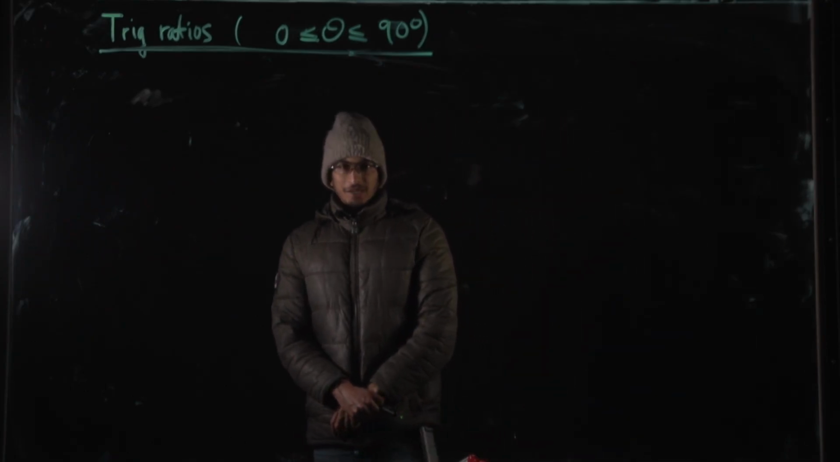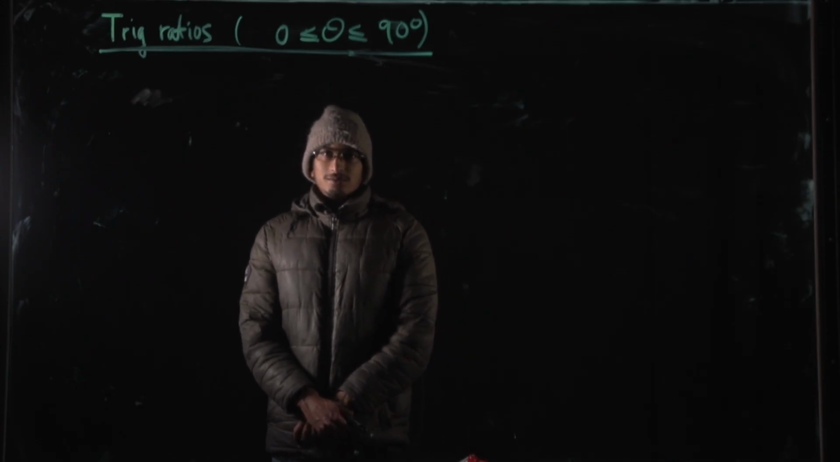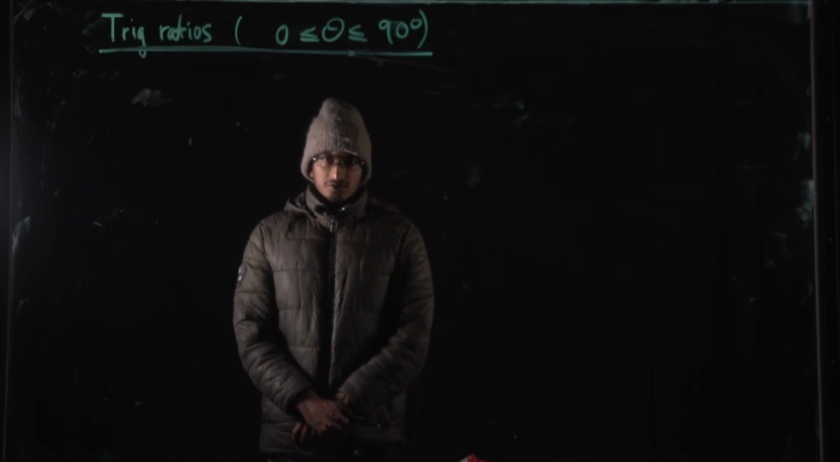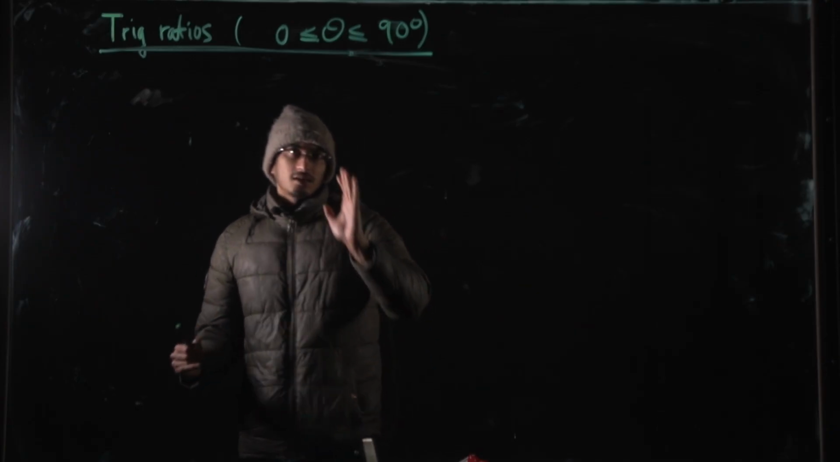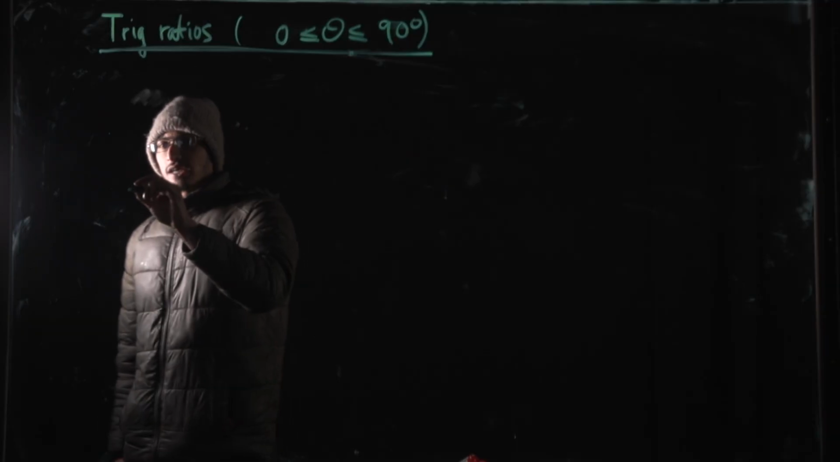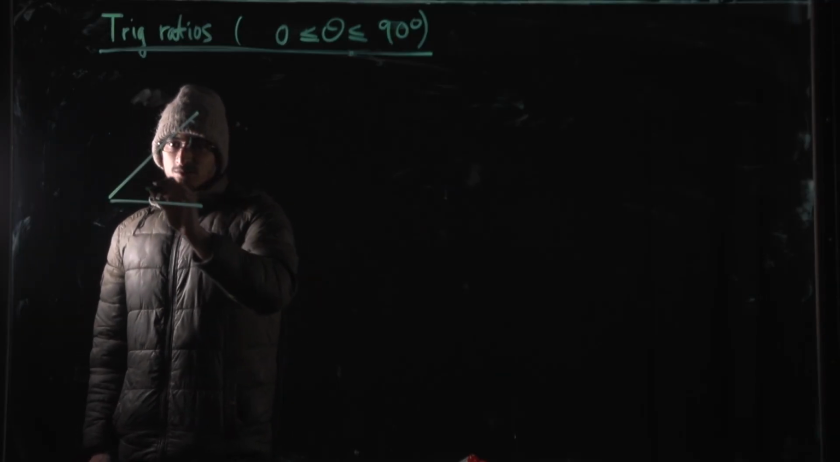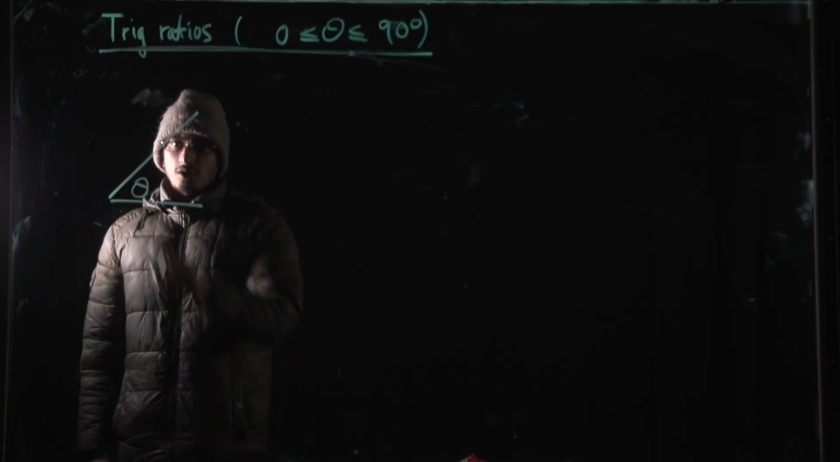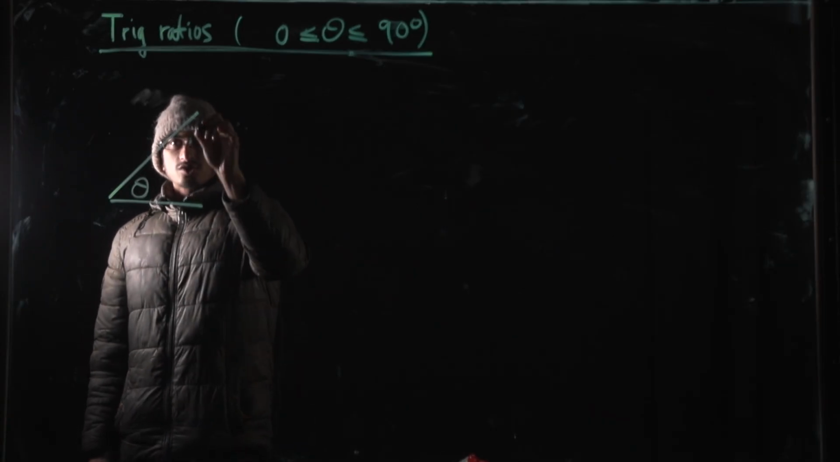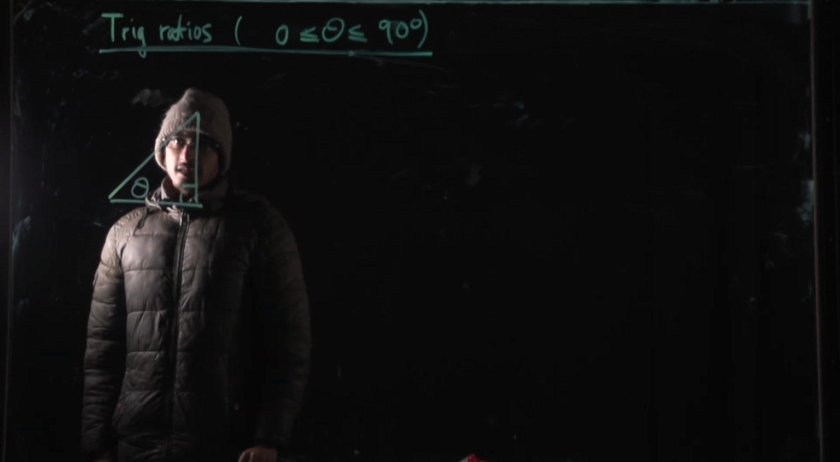Last time we talked about angles. Today we'll talk about trigonometric ratios of angles. We'll start with angles that are between 0 and 90 degrees. If you have such an angle that's between 0 and 90 degrees, I'll call that angle theta. You can draw a right triangle that contains that angle.